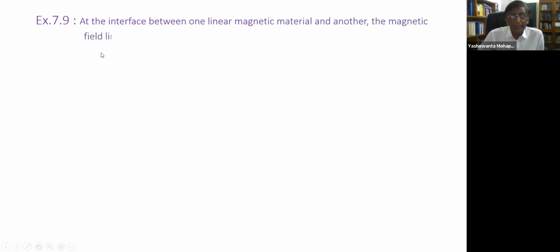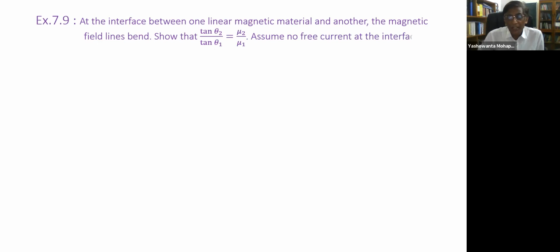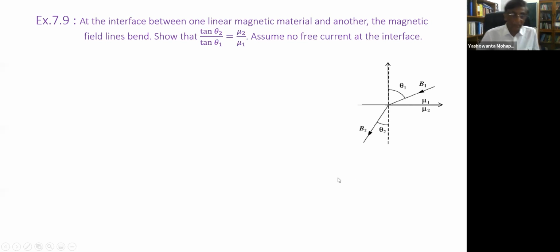Okay, so let me take up another boundary value problem as the last example. At the interface between one linear magnetic material and another, the magnetic field lines bend. Show that, and how do they bend? I'll draw the diagram. So assume there is no free current at the interface, and this is B1, and this is theta 1, and this is B2, and this is theta 2. It's a simple application of the boundary conditions that we have learned, and exactly the same thing we have done for D1 and D2 in electrostatics.